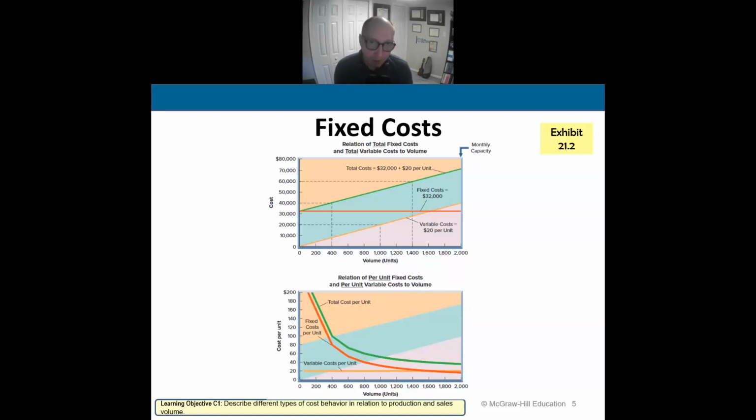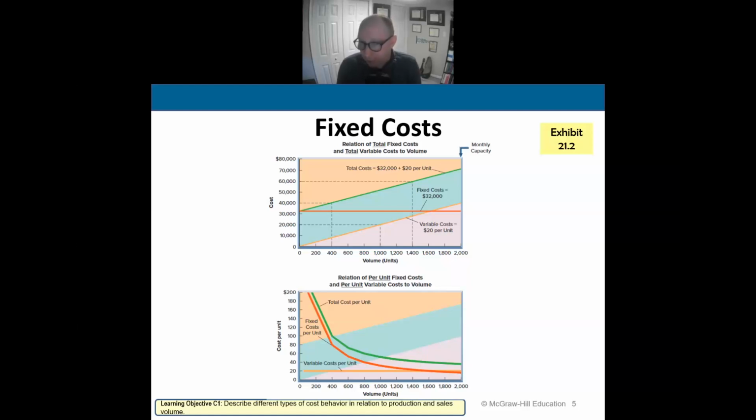So, taking a look at this example, my fixed cost for the month is $32,000. I've got to pay that $32,000 every month, regardless of how many units I produce. That includes things like my rent, salaries, etc. Things that do not change over time. Fixed cost, $32,000.